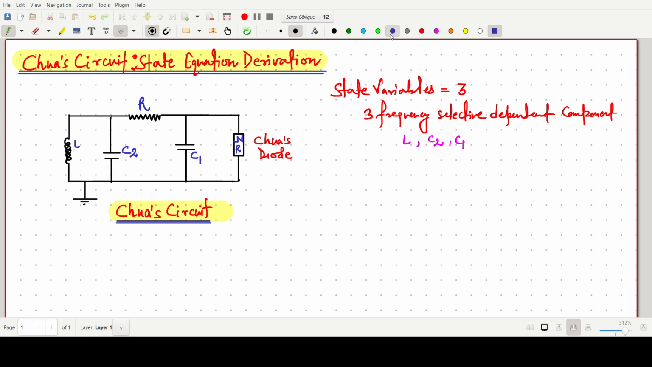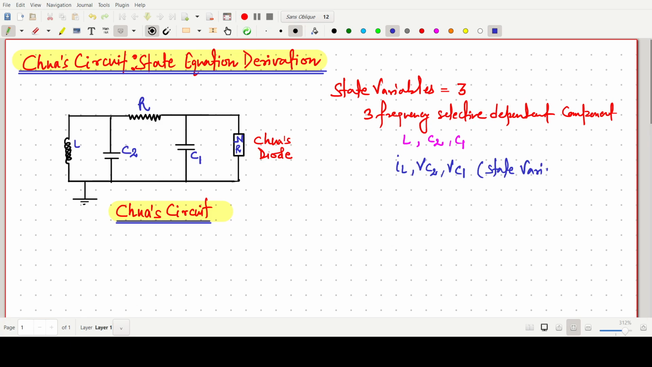The state variables will be IL, VC2 and VC1. This is very standard: for the inductor we take the current through the inductor as the state variable, and for the capacitors the voltages VC2 and VC1. So these are the state variables.